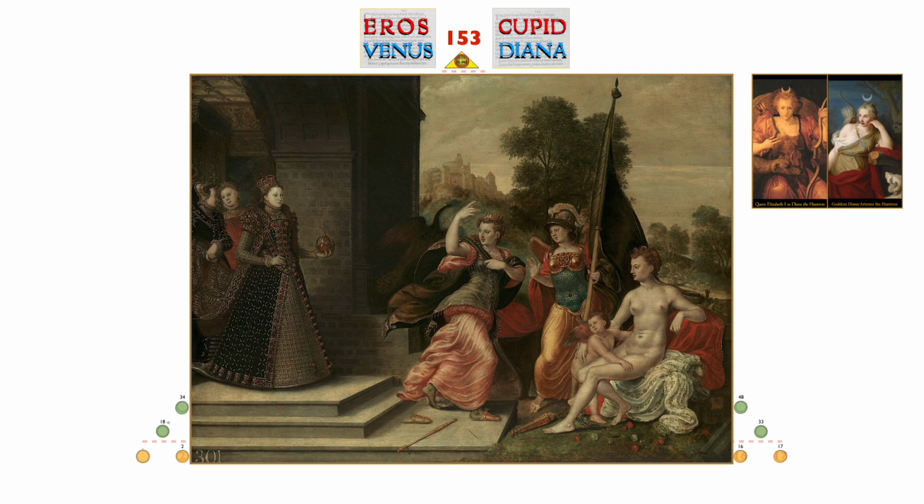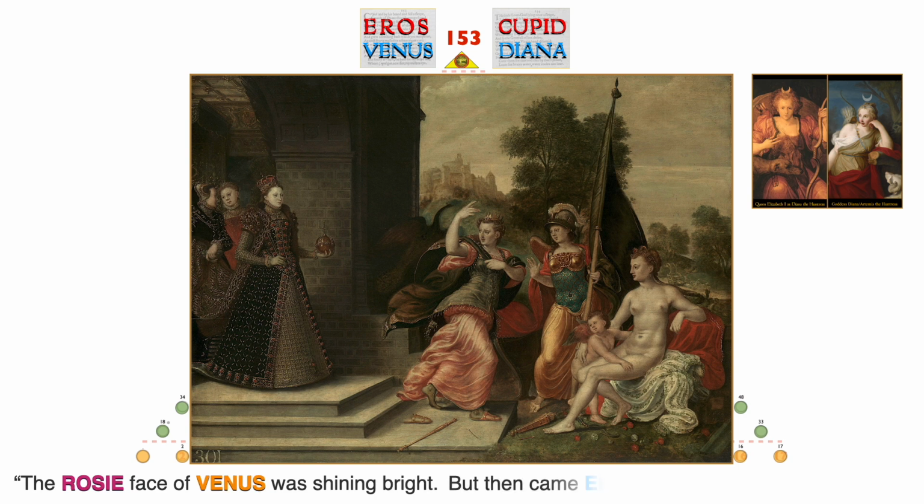The painting's Latin inscription translates, in part, "The rosy face of Venus was shining bright, but then came Elizabeth and outshone them all." Notice how the artist has placed the queen atop 3 ascending levels, resembling the 3 main initiatory degrees of Freemasonry, above all the goddesses. This is clearly a nod from a fellow Rosy Cross initiate.